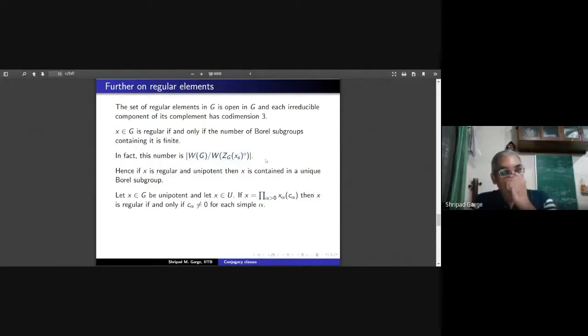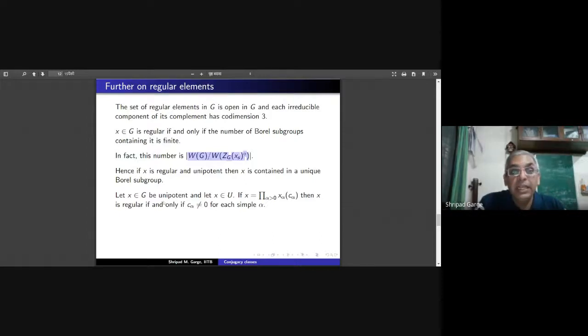If you are looking at a regular unipotent element, the semisimple part of this unipotent element will be the trivial element. Then we compute the centralizer of the trivial element, which has to be the whole group G. And therefore, the Weyl group of that is again the whole Weyl group. So this subgroup, the Weyl group of the connected centralizer of the semisimple part, is the full Weyl group. So this number is simply 1. Therefore, whenever you take a regular unipotent element, it is contained in a unique Borel subgroup.